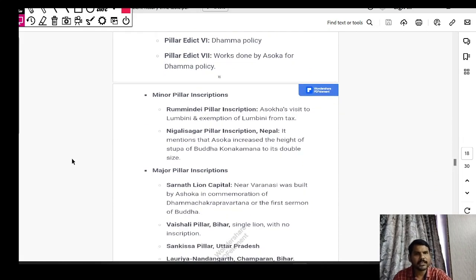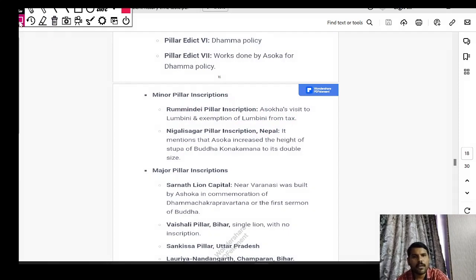And the Rummindei pillar inscription. Here you have to remember that Ashoka visited Lumbini, which is the birthplace of Buddha, and he exempted Lumbini from tax. That is mentioned in the Rummindei pillar inscription. Keep that in mind. It's important. And the Nigali Sagar pillar inscription in Nepal: Ashoka increased the height of the stupa.